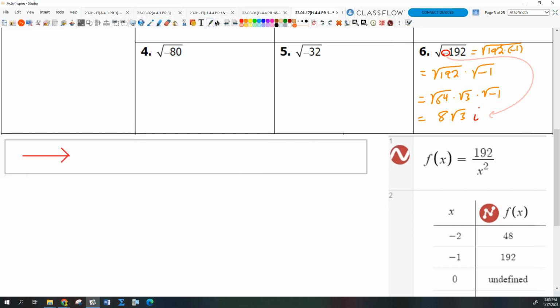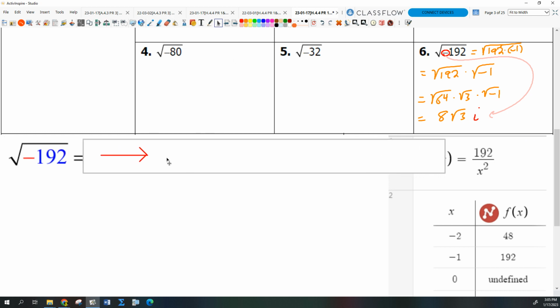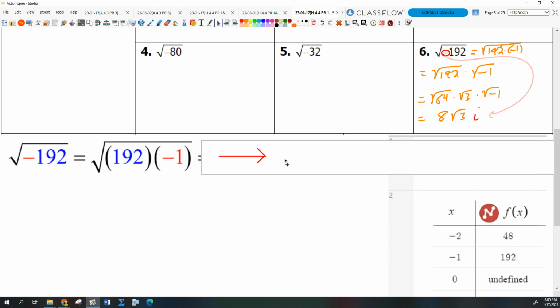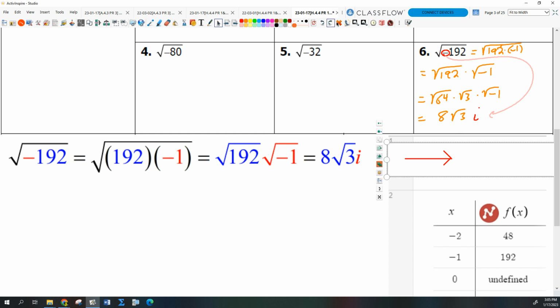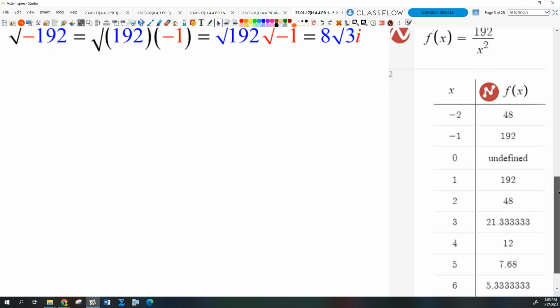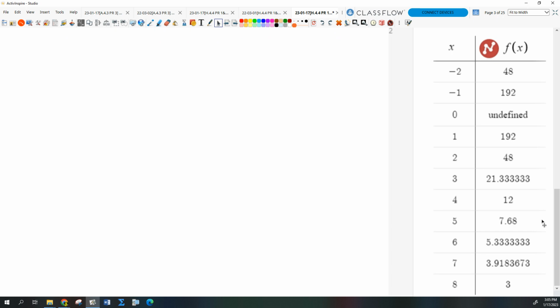Really, all we're doing here is writing the square root of negative 192 as the square root of 192 times the square root of negative 1, which is going to become an i. And then I just simplify the square root of 192 to be 8 radical 3. And here is the row that corresponds. Let's put a circle around this. This is the row that corresponds to our answer.